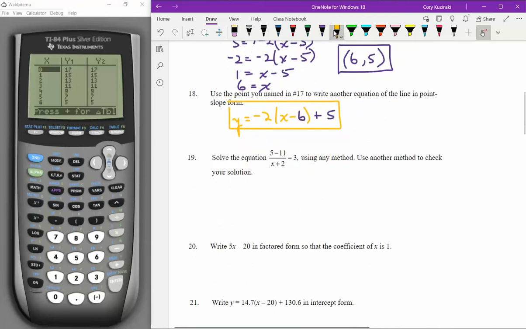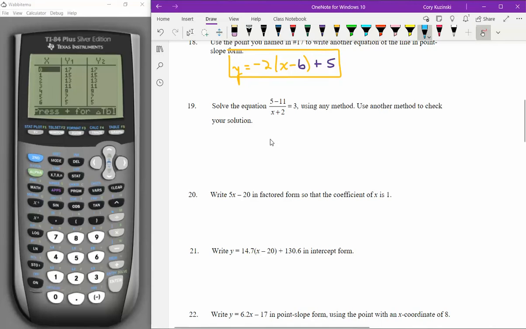Solve this equation. All right. Well, how about we multiply both sides by x plus 2. That would give us 5 minus 11 equals 3 times x plus 2. Over here, this is obviously -6. I think I'll divide both sides by 3 now. That'll give me -2 equals x plus 2. And then I'll subtract 2 from both sides. So I get -4.